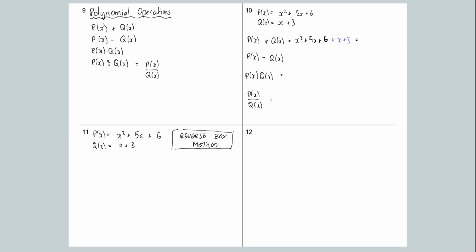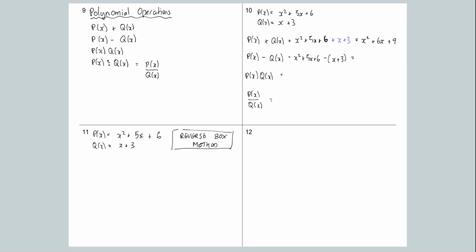Okay, so you should have got x squared plus 5x plus x is 6x, and 6 plus 3 is 9. So when you add two polynomials together, you get a new polynomial. Same with P of X minus Q of X. I'd have x squared plus 5x plus 6 minus, I tend to use brackets when I've got minuses to keep my thinking in order, and then I can simplify this.